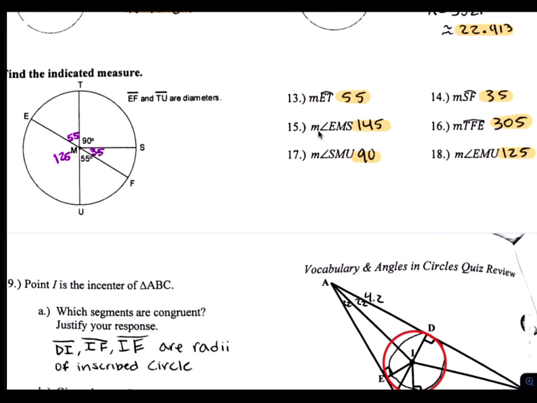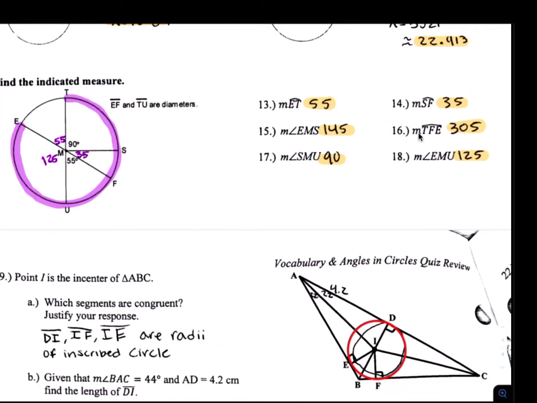Number 15, the measure of angle EMS. Well, here's E, M, and S. Angle EMS takes up the 55 and the 90 together. So 55 plus 90 is 145. And that's the answer for number 15.